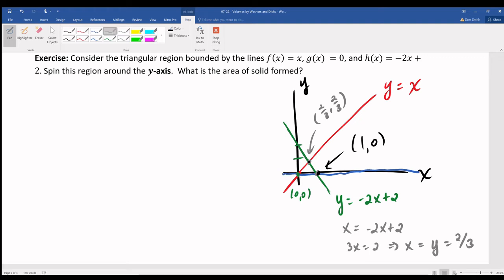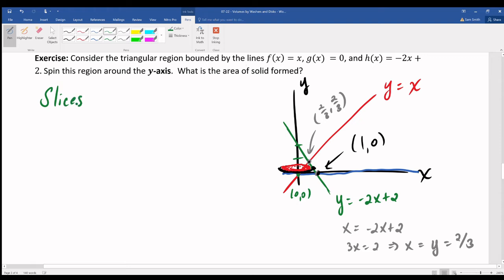So that means that if I take a slice at some arbitrary y value, I'm going to be spinning that region along the y-axis, giving me still a washer shape, but the washer shape now is horizontal. So this means, first of all, that the slices are horizontal, and we get one slice per y value.